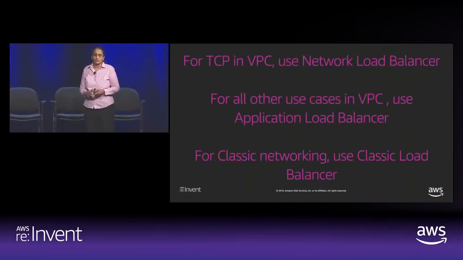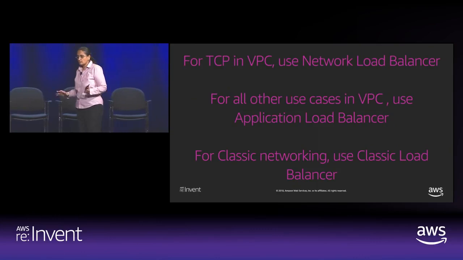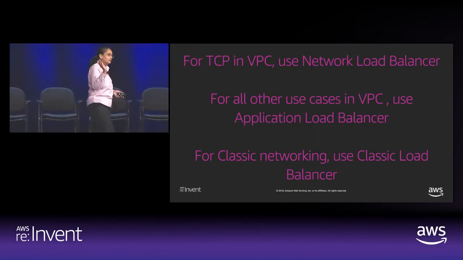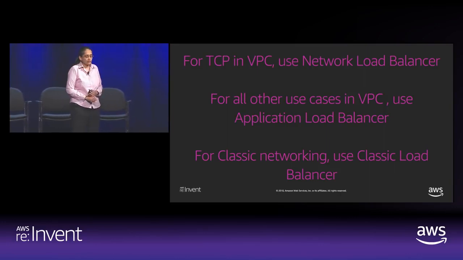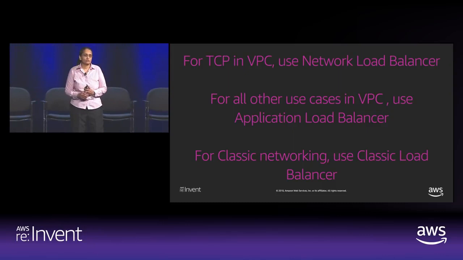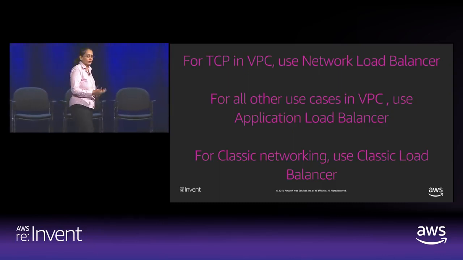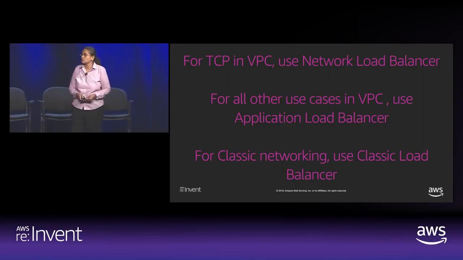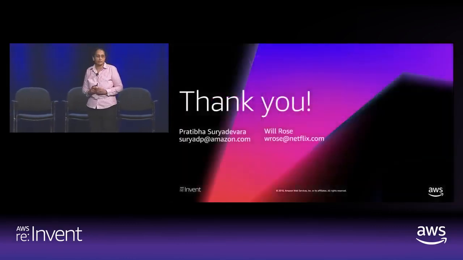And if you still have classic network, classic link-based applications, you want to continue to use the classic load balancer. Just to summarize, TCP loads use the network load balancer. For all other layer 7, use the application load balancer. And continue to use the classic load balancer if you have the classic link or classic workloads, but we recommend you migrate to a network load balancer or an application load balancer.